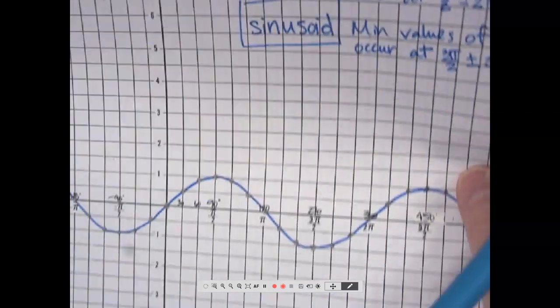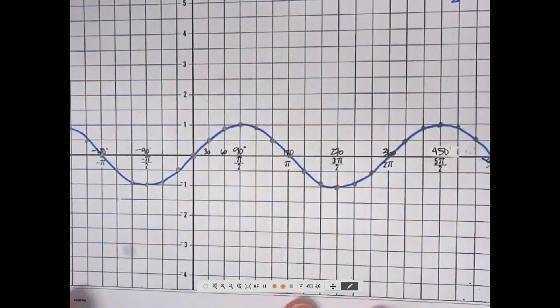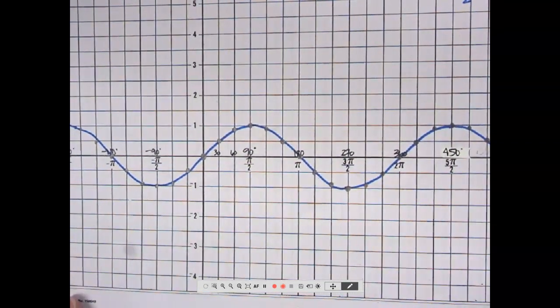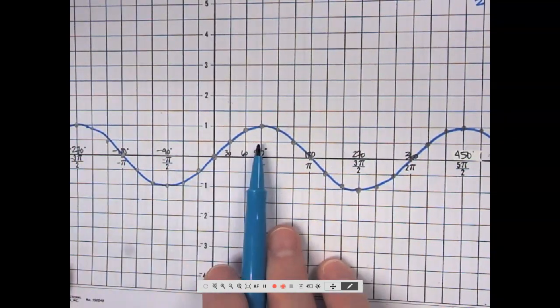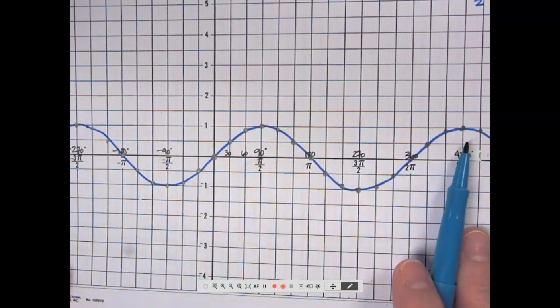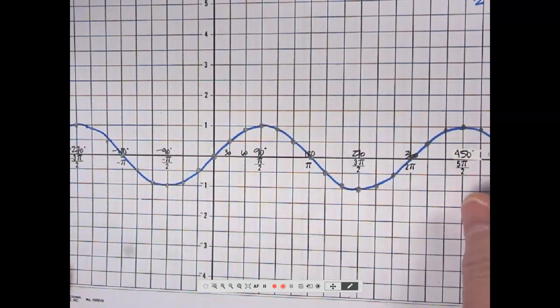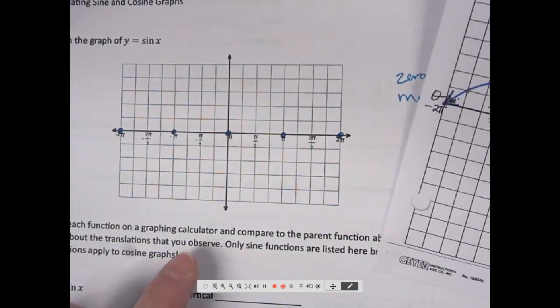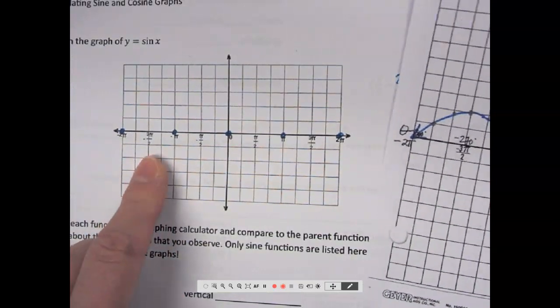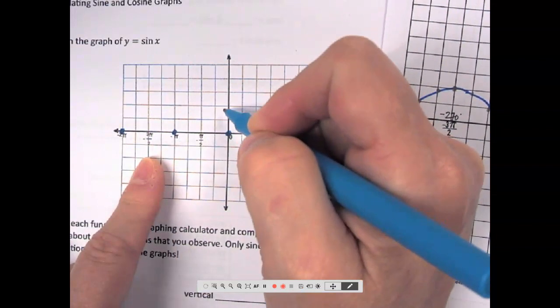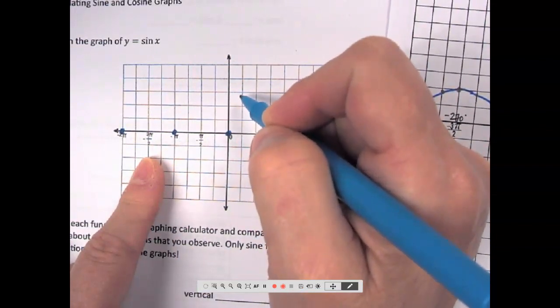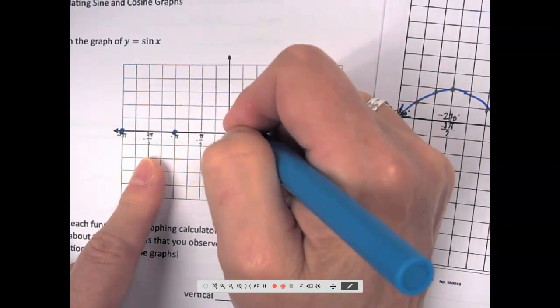Okay, so I'm going to go back over here. Where do the maximum points occur? Remember, that's where it reaches 1. At negative 3 pi over 2, at pi over 2, at 5 pi over 2. Okay, well, I don't have all of those on my graph, but I do have negative 3 pi over 2. Max is 1. Do we want to do a scale of 1/2 or 1? What do you think? 1/2? Okay. Then let's mark it.